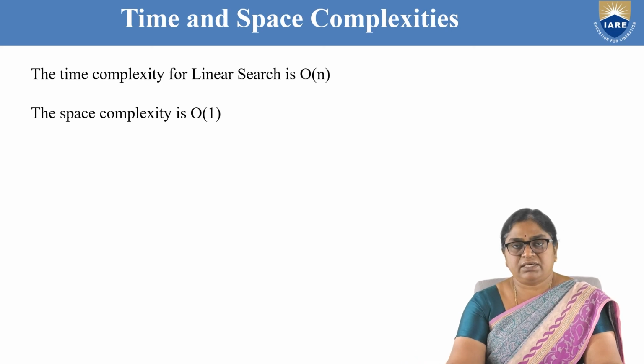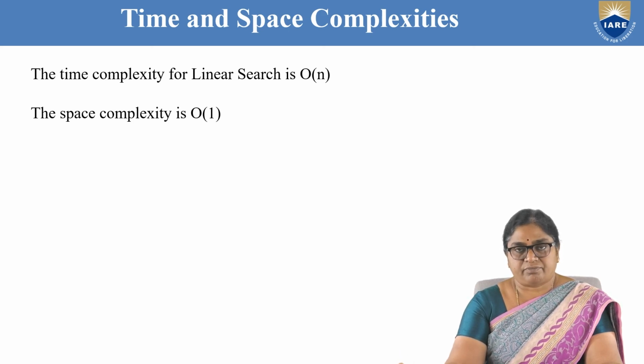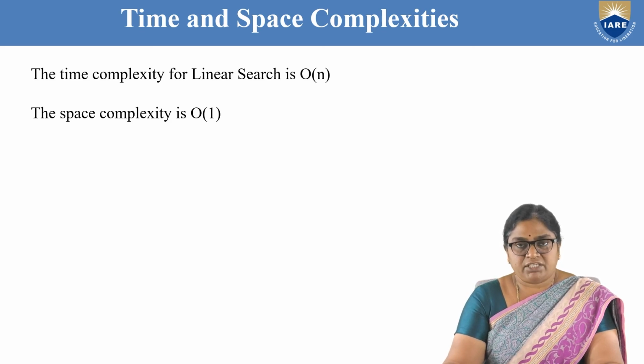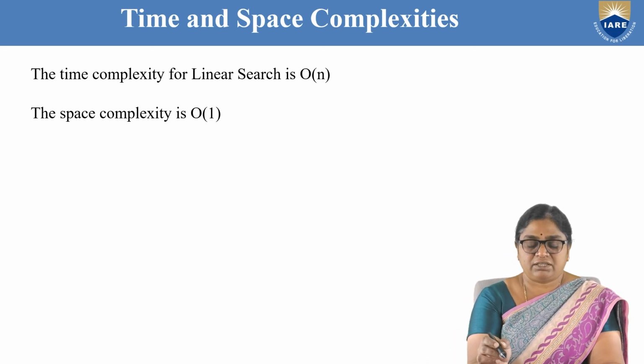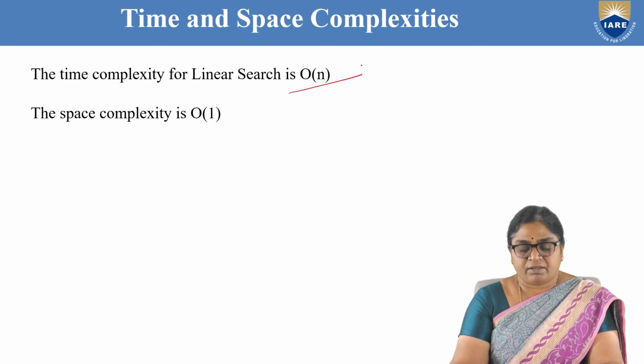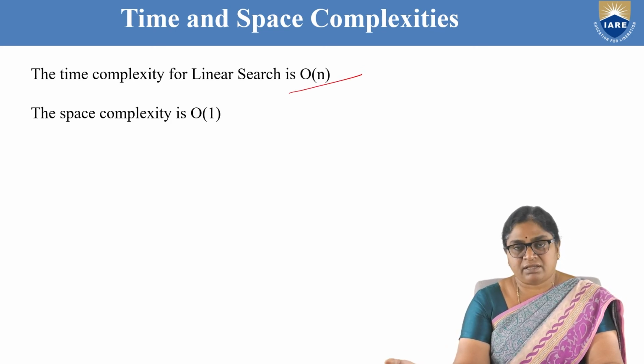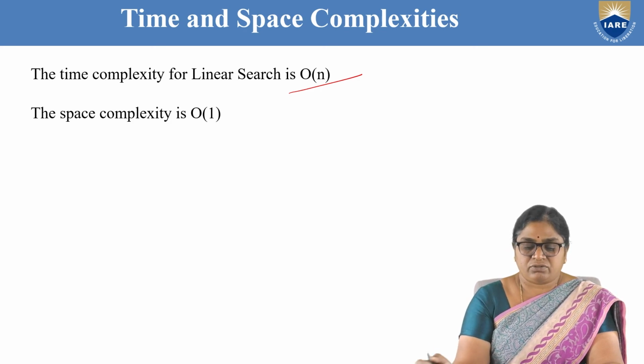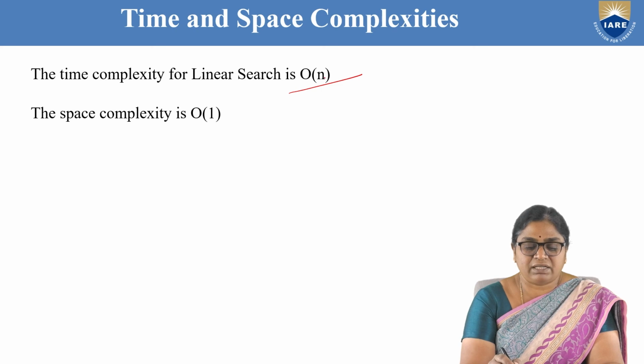Now, what is the time complexity and space complexity? Because every time whenever we develop or implement algorithms for some task, we'll check the time and space complexities. The time complexity for linear search is order of n. If the element is present in the last position, then it will take n different comparisons. So definitely the time complexity may reach n. So that's why the time complexity for linear search is order of n, and the space complexity is 1.